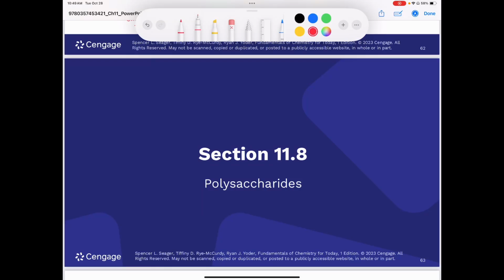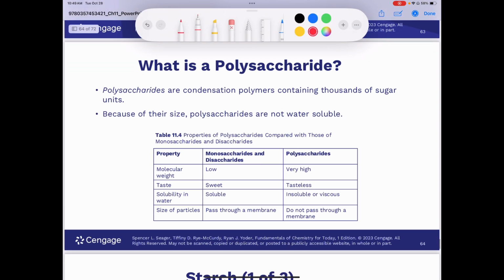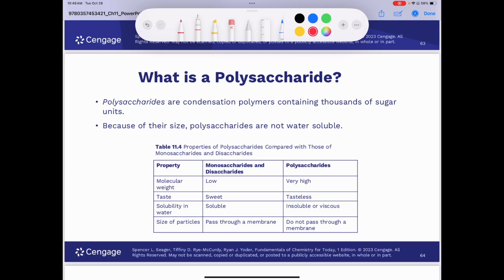Section 11.8 deals with polysaccharides. Just as two sugar units are linked together to form a disaccharide, additional units can be added to form larger saccharides. Nature does just this in forming polysaccharides, which are condensation polymers containing thousands of units.